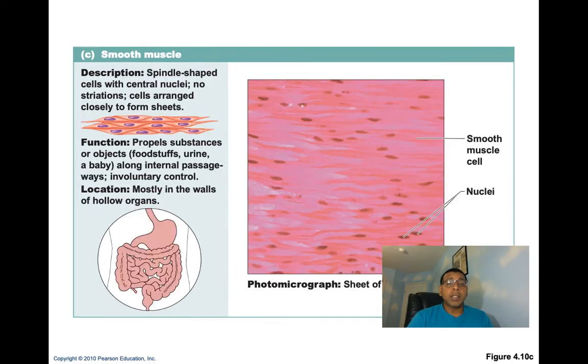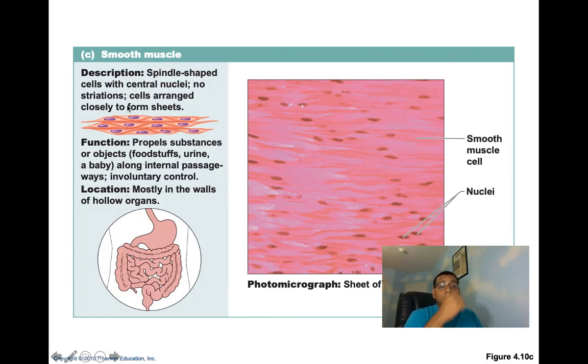And the third then is smooth muscle. Now when we talk smooth muscle, it is going to be described as basically spindle-shaped cells, or squamous-shaped cells, with a centrally placed nucleus. There's no striations, hence the name smooth muscle. And these cells are going to be arranged closely to form sheets. They form sheets like we saw with epithelium.